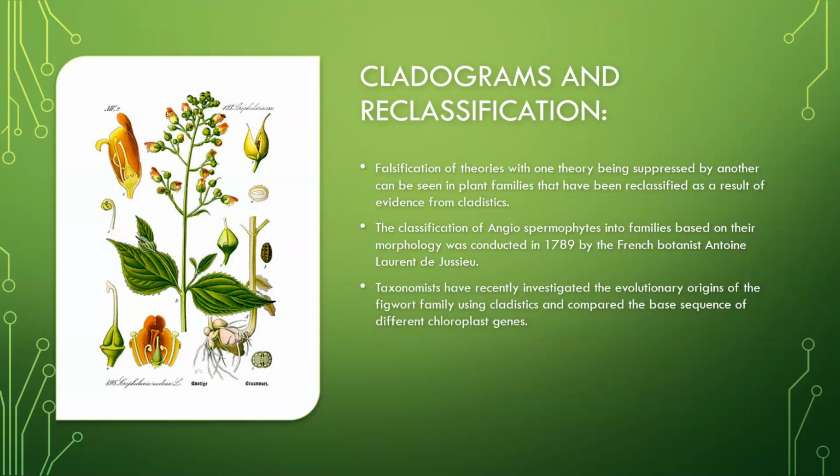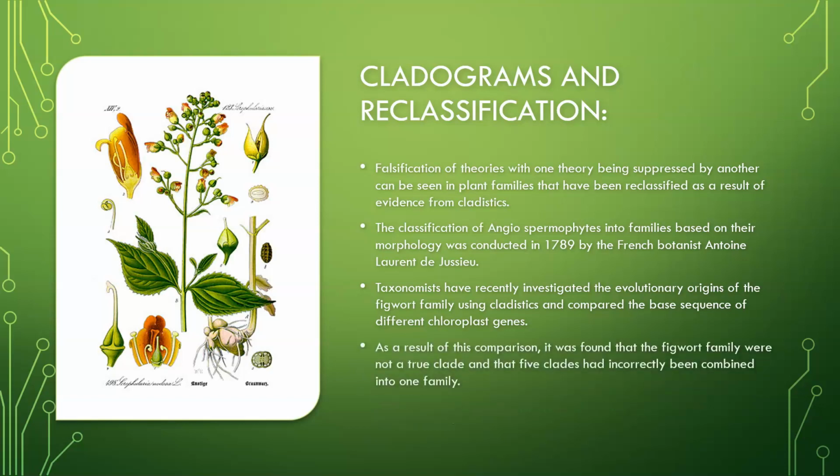Taxonomists have recently investigated the evolutionary origins of the figwort family using cladistics, comparing base sequences of different chloroplast genes. As a result of this comparison, it was found that the figwort family were not a true clade and that 5 clades had incorrectly been combined into one family. A major reclassification of the figworts was then required.